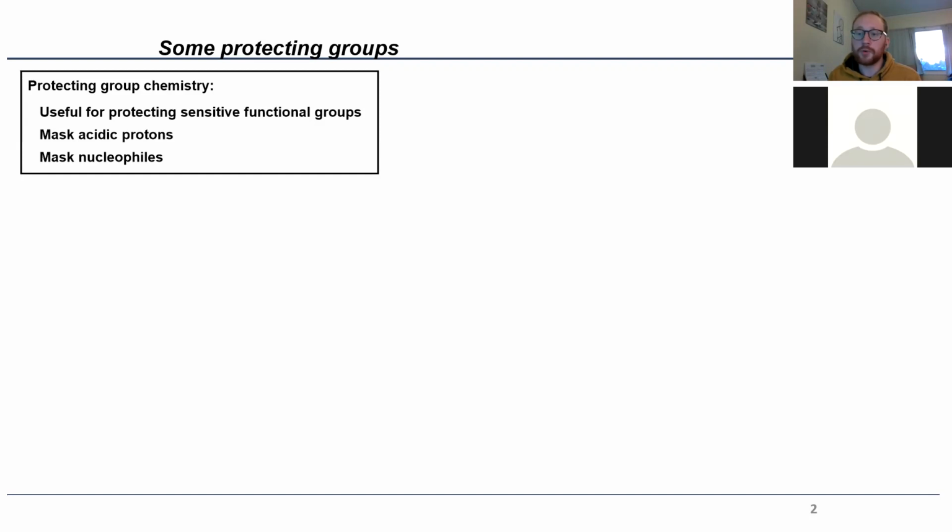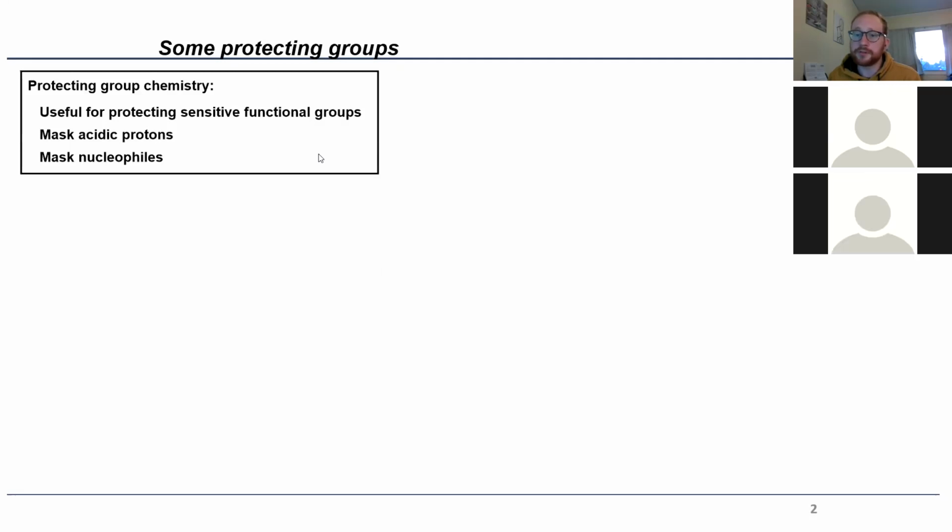After exam 1, we started with looking at protecting group chemistry, and not just protecting group chemistry, but functional group manipulations. But first, we'll talk about protecting group chemistry. The crux of protecting group chemistry is that it's extraordinarily useful for protecting our sensitive functional groups. If you have a functional group on your molecule that's electrophilic and you don't want it to be electrophilic, a protecting group is a great way to solve that problem. It can mask acidic protons and it can mask nucleophiles or bases in case those things are incompatible with the reaction conditions that we're looking at.